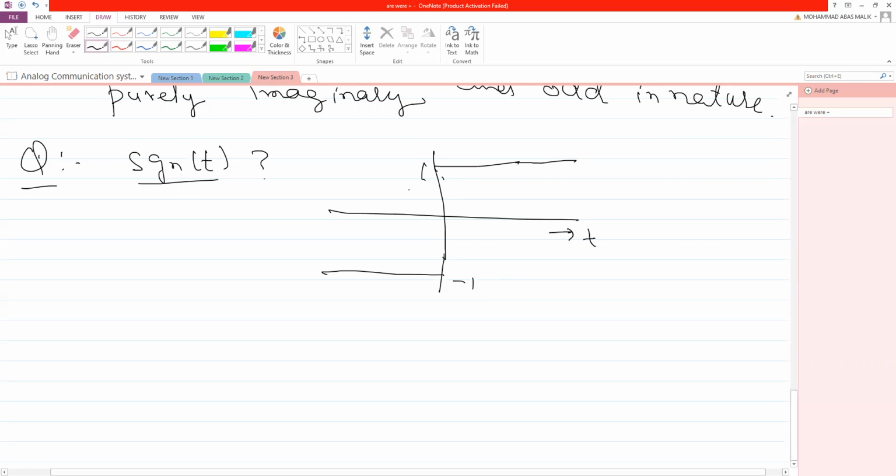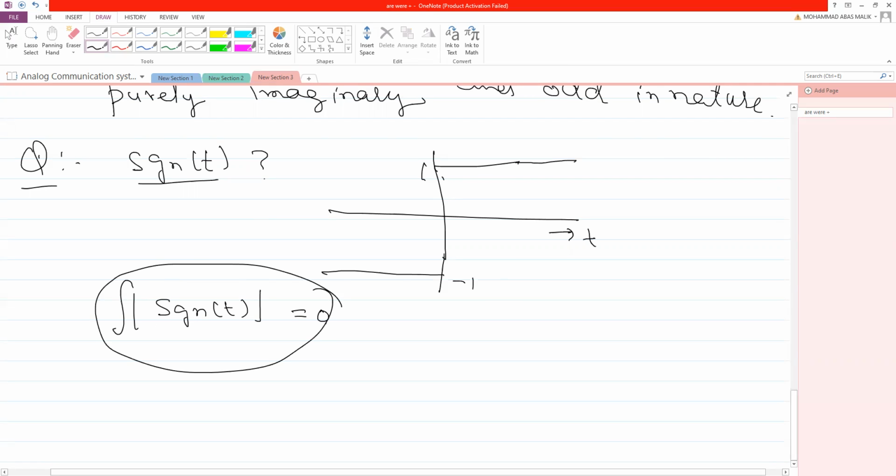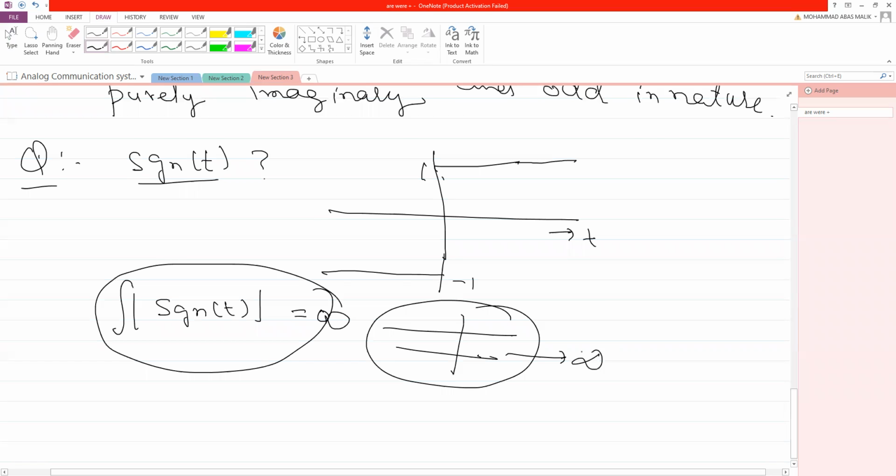Look, if somebody asks you its area, the modulus of the area under the curve, that is integration, you will say obviously this is infinity. Sorry, this is not zero, this is infinity, because the area under this curve is continuous going towards infinity. Area under this curve will always be equal to infinity.